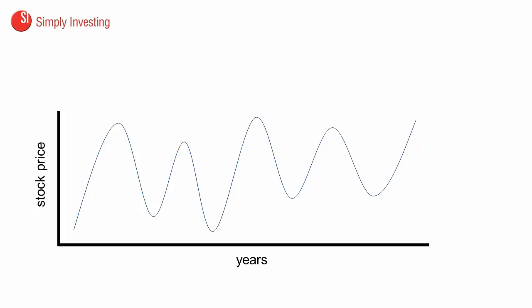As I said before, stock prices go up and down all the time. So in this example, what if I was to tell you that the average dividend yield for this stock over the last 5 or 10 years has been 4.5%.